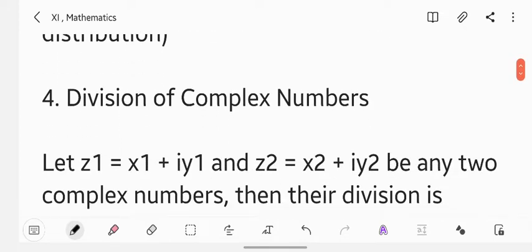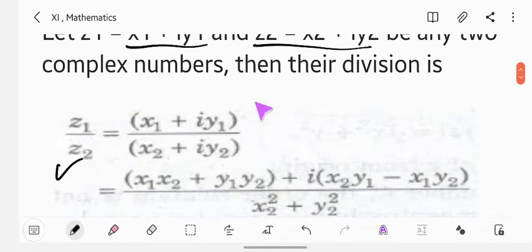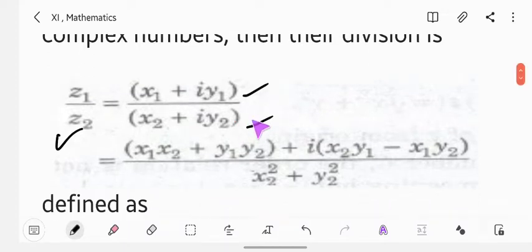Division of complex numbers. Let Z1 equal to x1 plus iy1 and Z2 equal to x2 plus iy2 be any two complex numbers. Then their division Z1 by Z2 is x1 plus iy1 over x2 plus iy2. So over here we will be using an equivalent method where we multiply the numerator and denominator by the conjugate of the denominator. That is x2 y1 minus x1 y2.